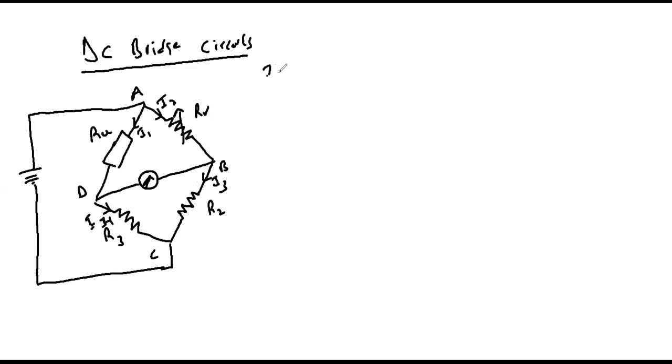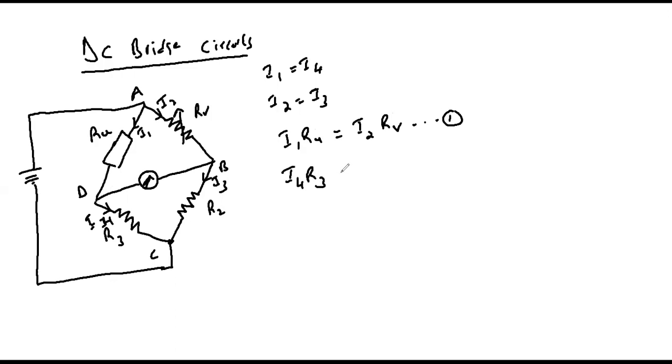At balance condition, I1 will be equal to I4 because no current flows through the galvanometer, and also I2 will be equal to I3. The potential difference between point A and D, that is the drop across resistor RU, will be equal to the drop across RV, and therefore we can write I1 RU equals I2 RV. We call this equation 1. Similarly, the drop across resistor R3 will be equal to the drop across R2, and therefore we can write I4 R3 equals I3 R2.